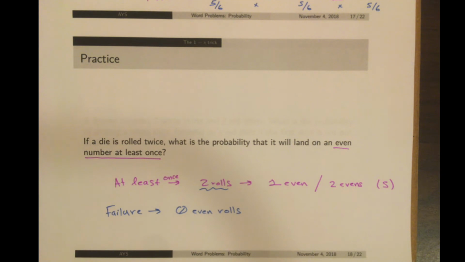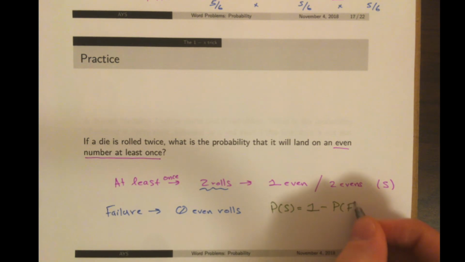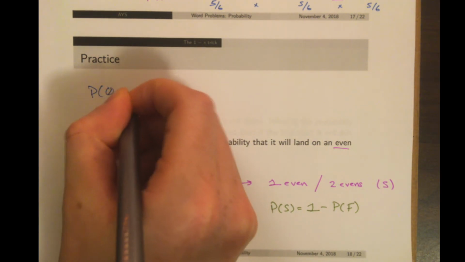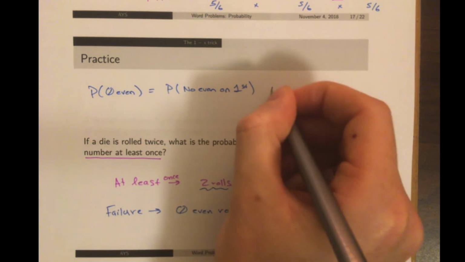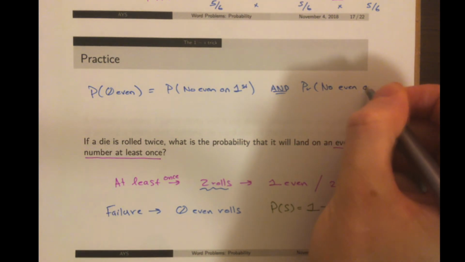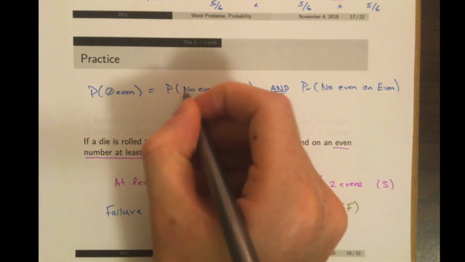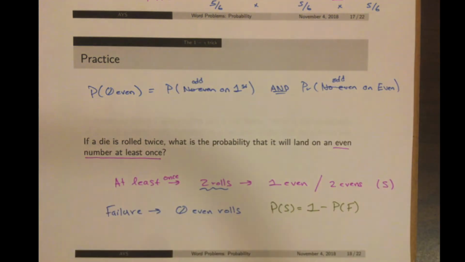So when we flip it, we're going to say the probability of success is equal to 1 minus the probability of failure. The probability of failure means 0 even rolls. So the probability of 0 even means the probability of no even on the first and the probability of no even on the second. Well, what does no even mean? No even just means odd. So probability of odd in the first and odd in the second.